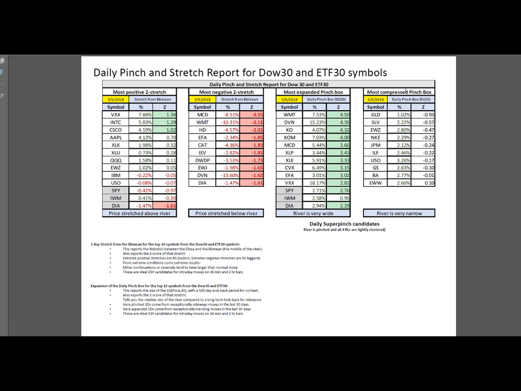No super pinches. These are the ones that are getting the closest to being pinched. Things are starting to settle down just a little bit. These are the most negative Z stretches. These to me are interesting as the deep discounted value plays like Walmart, Home Depot, and Caterpillar was a big winner today, and still at minus 1.83Z.